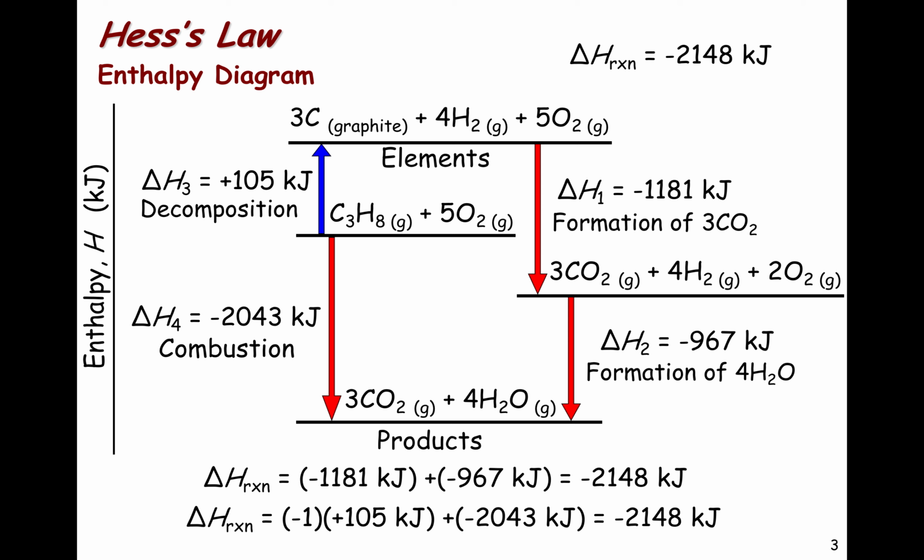And then if we combine that with the combustion of the propane, we come up with our overall process, which is negative 2,148 kilojoules. So in fact, there are 2 separate ways that we can come up with the overall reaction of taking graphite and turning it into carbon dioxide and water.